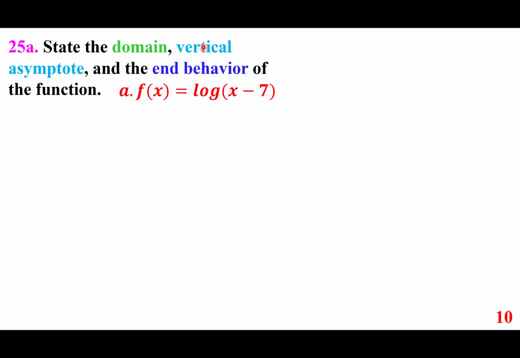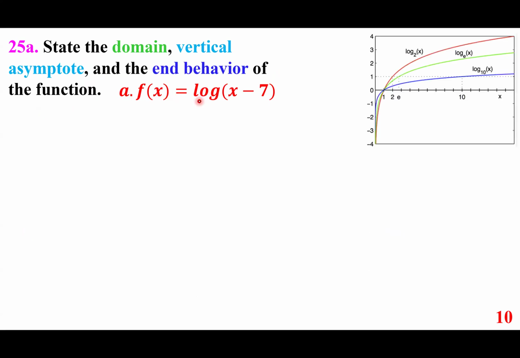All right, state the domain, vertical asymptote, and the end behavior of the function. f of x is log of x minus 7. And I want to first remind you that the general graph looks like that. Log x base 2, log x base e, this is ln x, log x base 10.